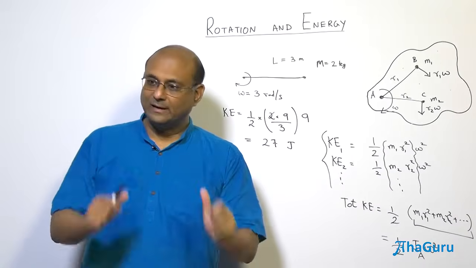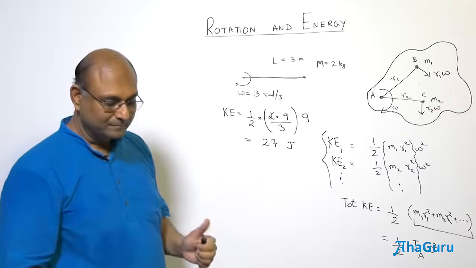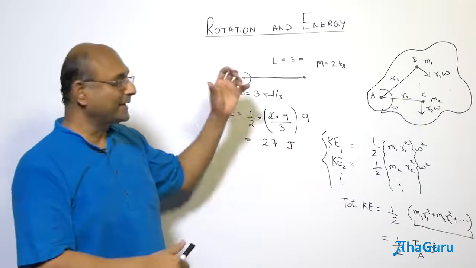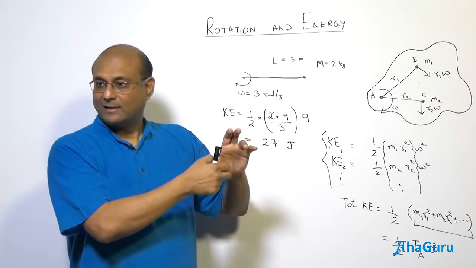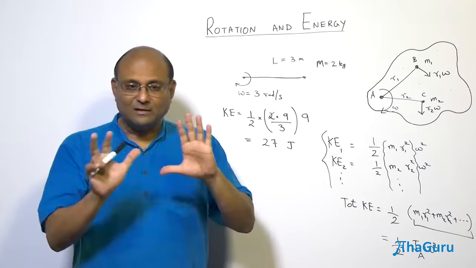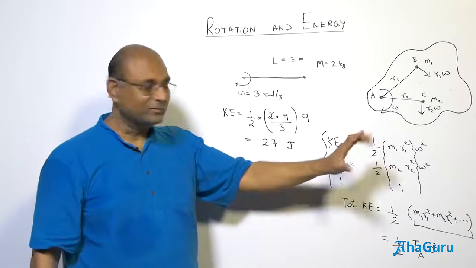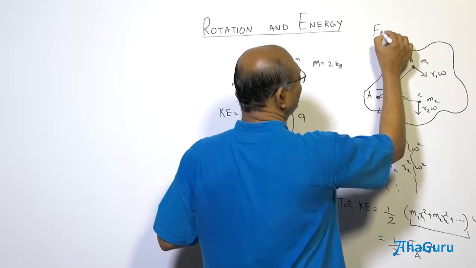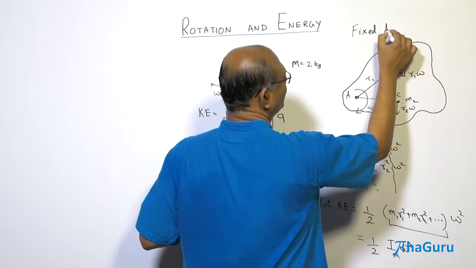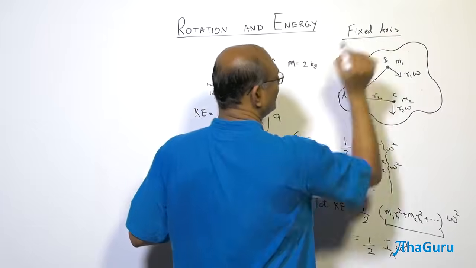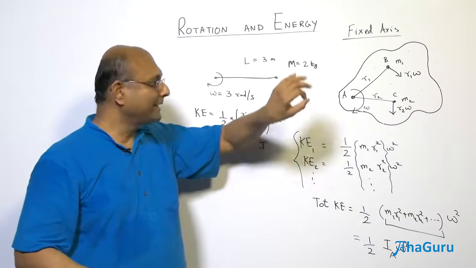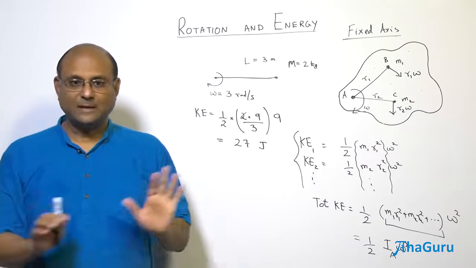You will later learn another formula where you can look at kinetic energy of rotation about the center of mass plus the kinetic energy of the center of mass. That kind of a formula we are not using right now. This is fixed axis, so we are only focused on fixed axis. What does that mean? The axis isn't moving. The axis can be anywhere. It need not be through the center of mass, but it has to be fixed. So I hope that was clear to everyone.